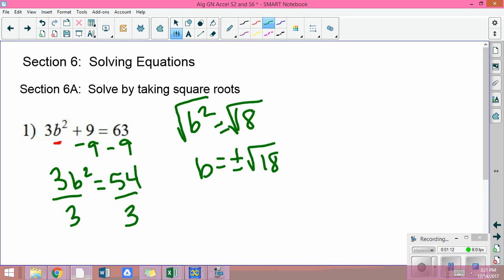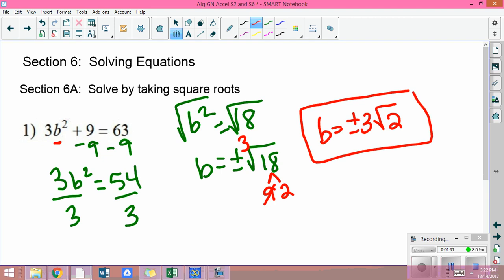Now we have to think back to section 1 and make sure that this square root of 18 is in lowest terms, that it's completely reduced. Well, 18 is 9 times 2. 9's a perfect square. And so b is equal to plus or minus 3 square roots of 2. So that's how we handle something when it is an x squared only.